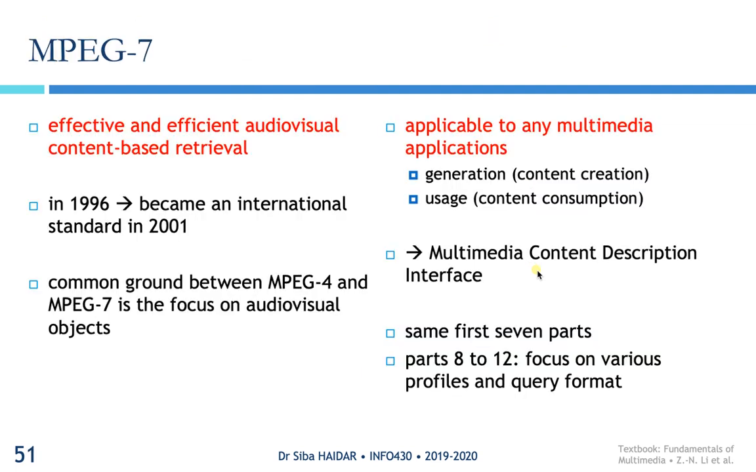As for MPEG-7, between MPEG-4 and MPEG-7, the effective and efficient audiovisual content-based retrieval was the focus. So in MPEG-7 coding, what is important is that you can retrieve some information, some descriptor, from the MPEG-7 video. So you code the descriptors, the descriptor schemes.